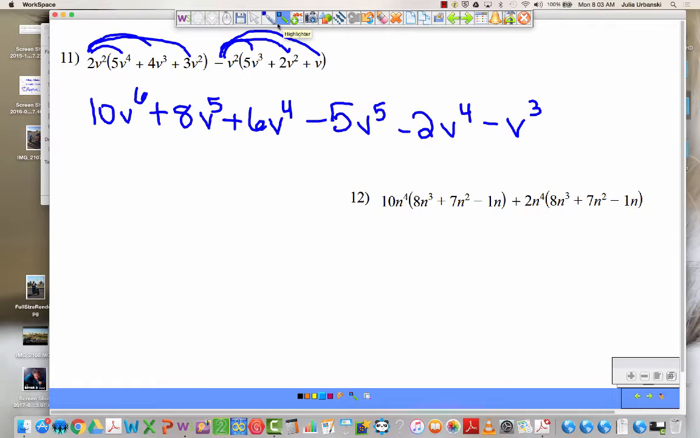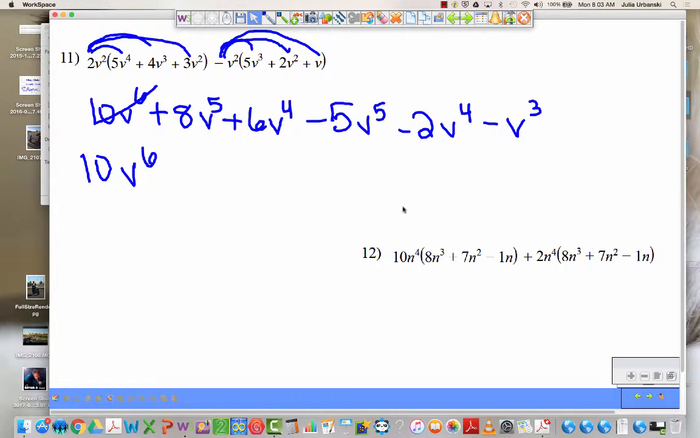Now look for what can combine as like terms. There's no other 10 to this or v to the 6th, is there? All right, so we're going to start with 10v to the 6th. And when they start to get long, I cross them off when I'm done with this so I don't forget. And then you have your v to the fifths. That would be 8v to the fifth minus 5v to the fifth. So what we have is good.